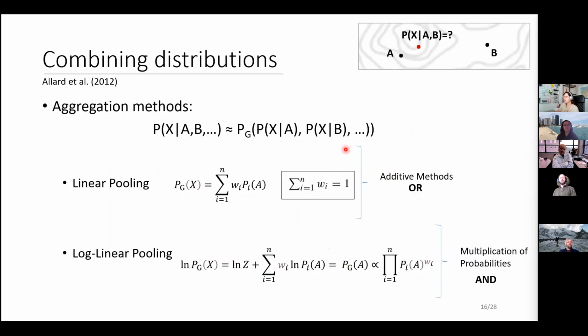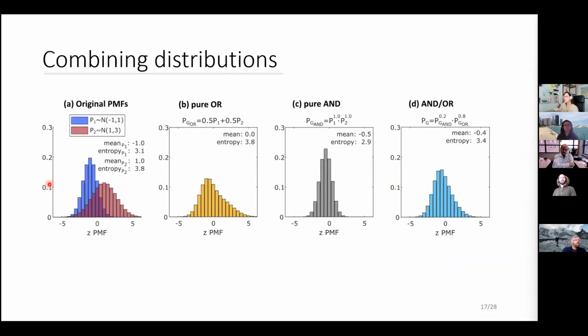To solve it, we borrowed aggregation methods from the context of forecasting, which states that the probability of X given A, B, and C is a function of the probability of X given A, X given B, and so on. There are many ways to aggregate PMFs, for example additive and multiplicative ones, and I will illustrate them with an example. If we have two distributions, P1 and P2, we could simply average them and we would obtain the OR combination of both.